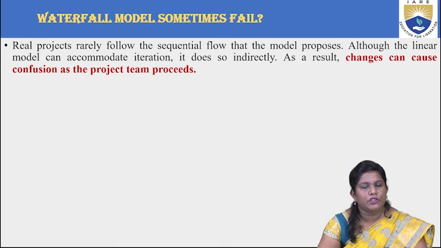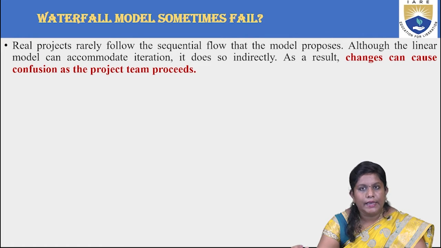It's nothing but the sequential flow that is followed by a real project, right? So although the linear model can accommodate iteration, it does so indirectly. As a result, changes can cause confusion as the project team proceeds. So what is the first flaw, or why does the waterfall model generally fail?